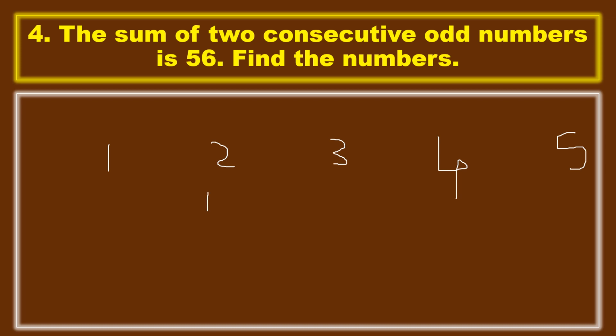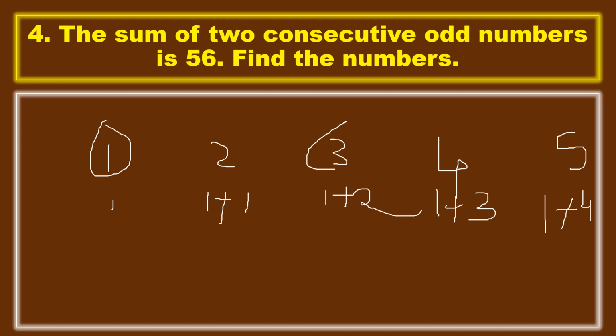How did you get 2? When you add 1 to this 1, you will get 2. How did you get 3? When you add 2 to this 1, you will get 3. How did you get 4? When you add 3 to 1, you will get 4. How did you get 5? When you add 4 to this 1, you will get 5. Now what are odd numbers? Odd numbers, like 1, 3 and 5, are not divisible by 2. I am taking the numbers till 5 only. If you take the numbers from 1 to 5, 1, 3 and 5 are the odd numbers.